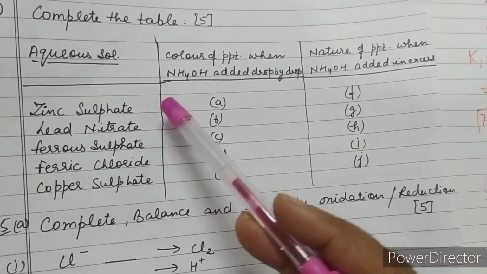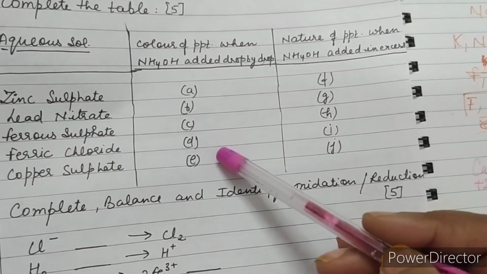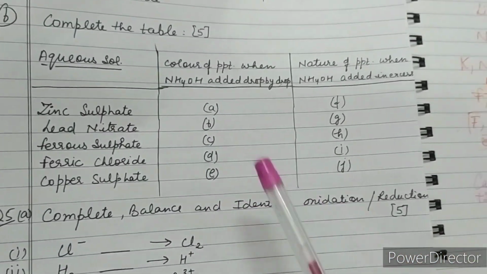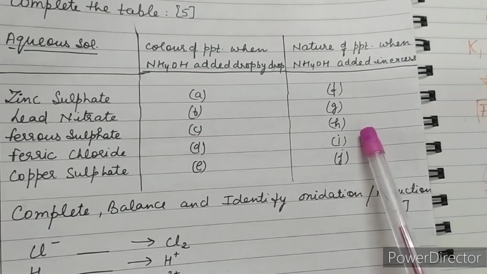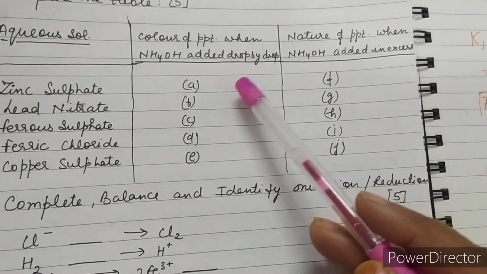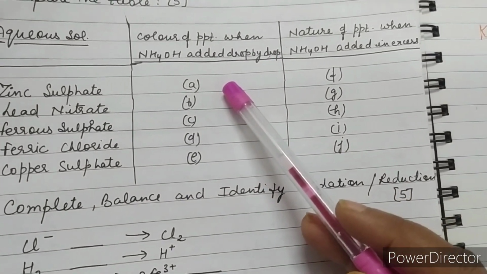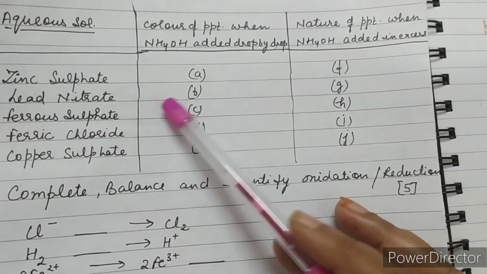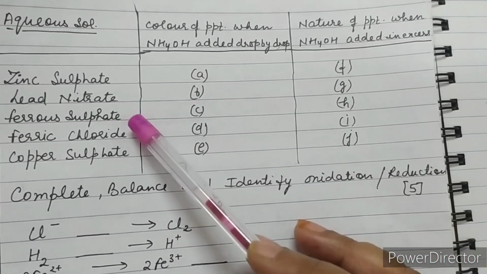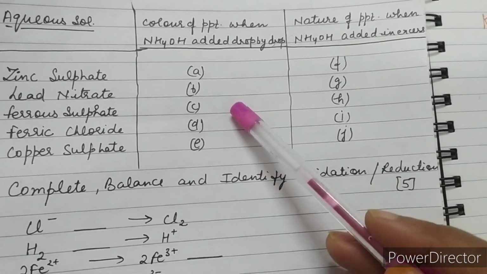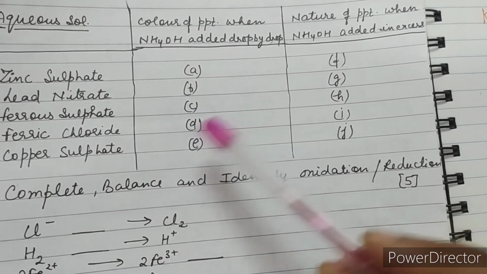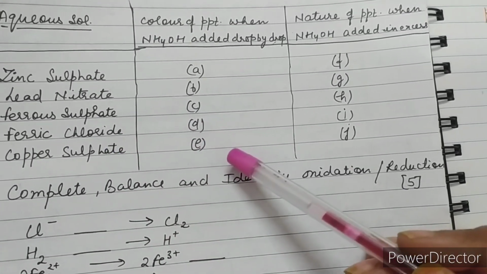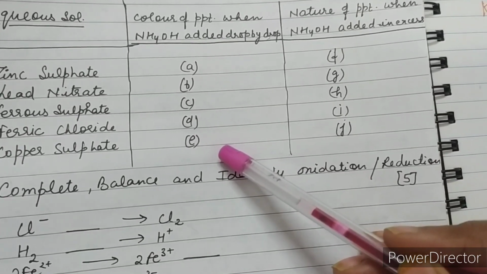Complete the following table. You have been given the aqueous solution of these 5 salts, and you have to write the color of the precipitate when NH4OH is added and when in excess, and what will be the nature of the precipitate. So number 1, zinc sulfate. Here A will be gelatinous white precipitate, lead nitrate chalky white precipitate, ferrous sulfate dirty green precipitate will be formed, ferric chloride reddish brown precipitate will be formed, copper sulfate pale blue precipitate will be formed.